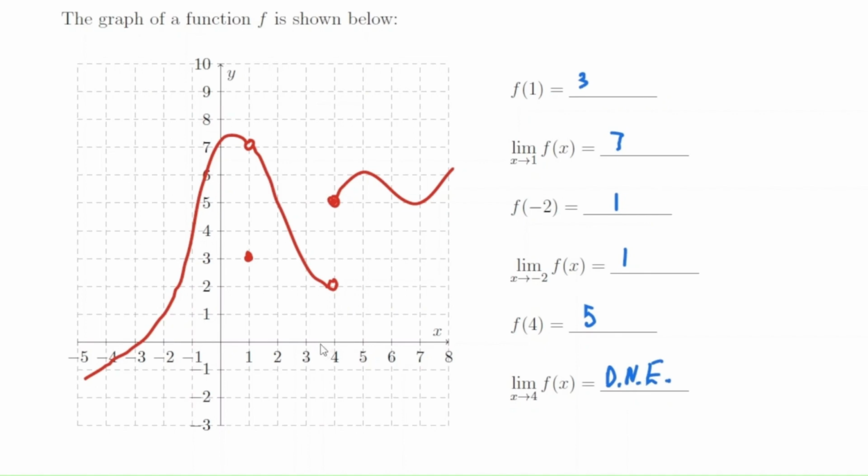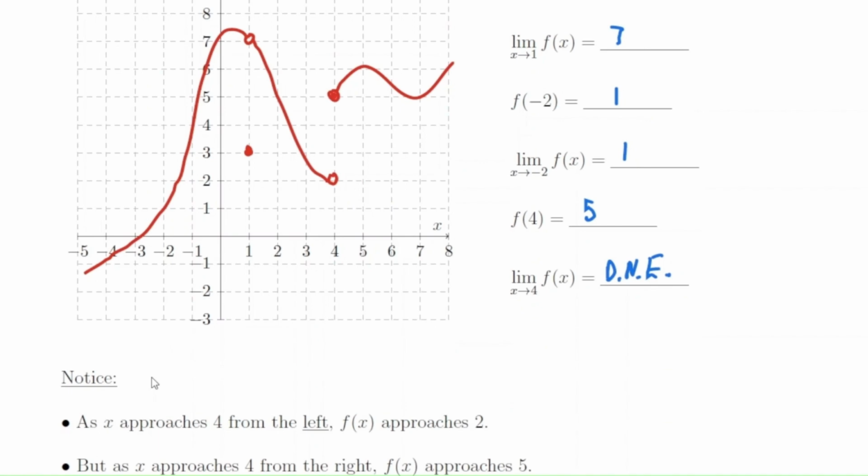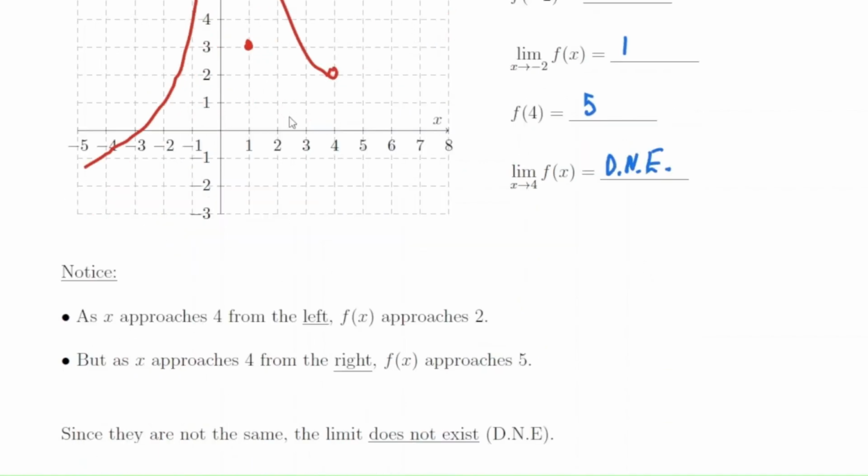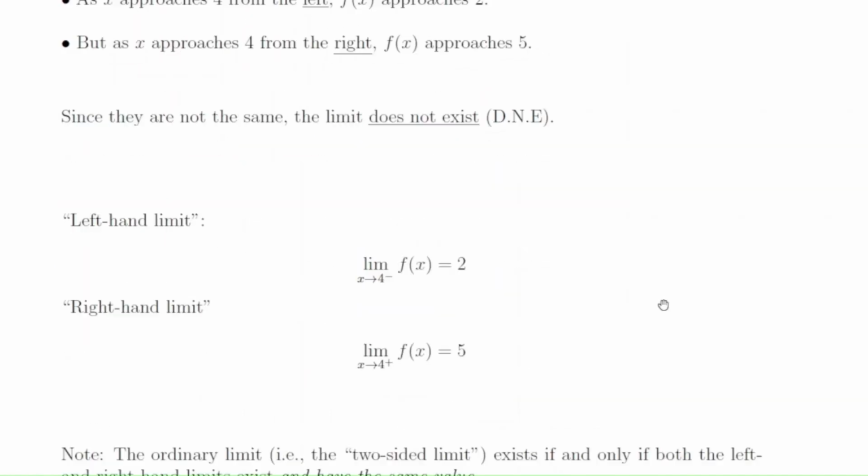Essentially, it's because we're going to talk about what's called a left-hand limit and a right-hand limit. The left-hand limit is not the same as the right-hand limit. So I'll say what that means in just a second here. But notice as x approaches 4 from the left, right? If we're letting our x values approach 4 from the left, f of x approaches 2. But as x approaches 4 from the right, f of x approaches 5. Okay, since those values are not the same, since 2 and 5 are not the same, the limit does not exist.